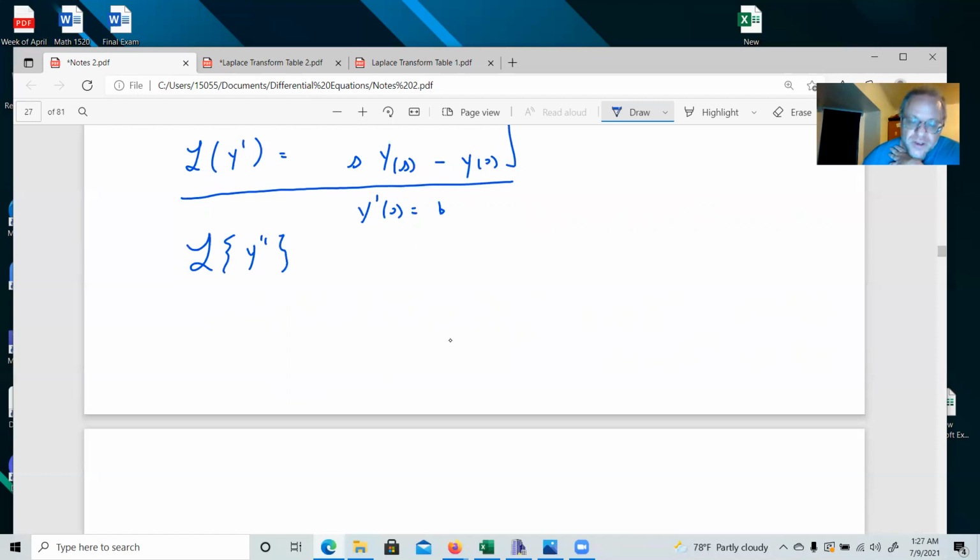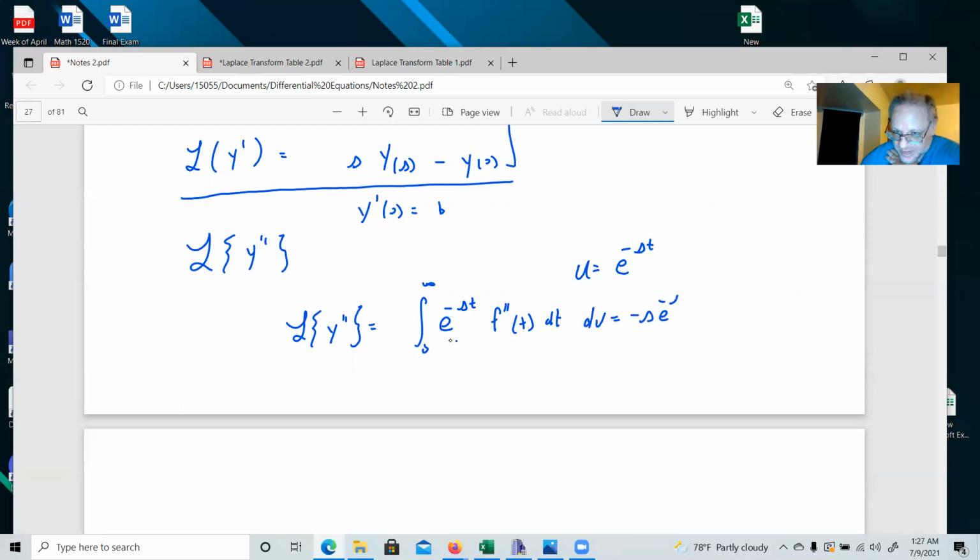Okay, so here we go. We have the Laplace transform of y double prime. This is equal to the integral from 0 to infinity of e to the negative st times f double prime of t. Again, we have a function times a function inside an integral. That's integration by parts. So u is equal to e to the negative st, du is equal to negative s e to the negative st, dv is equal to f double prime of t.